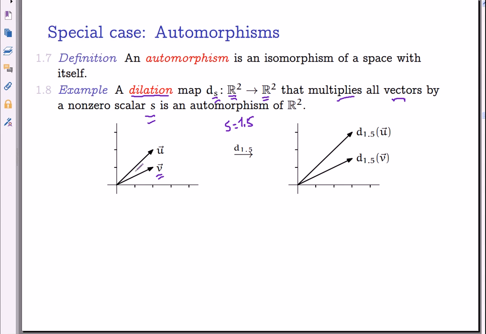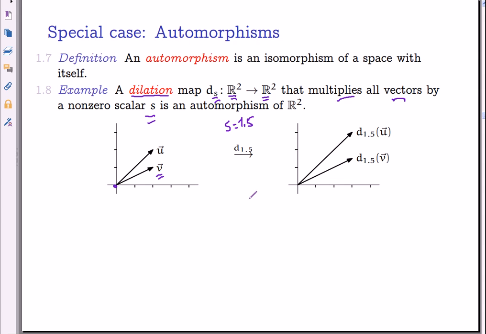d1.5 of u is 1.5 times as long as u. If I had a vector down here, then I would map it to another vector down here, which is in the same direction, but 1.5 times as long.